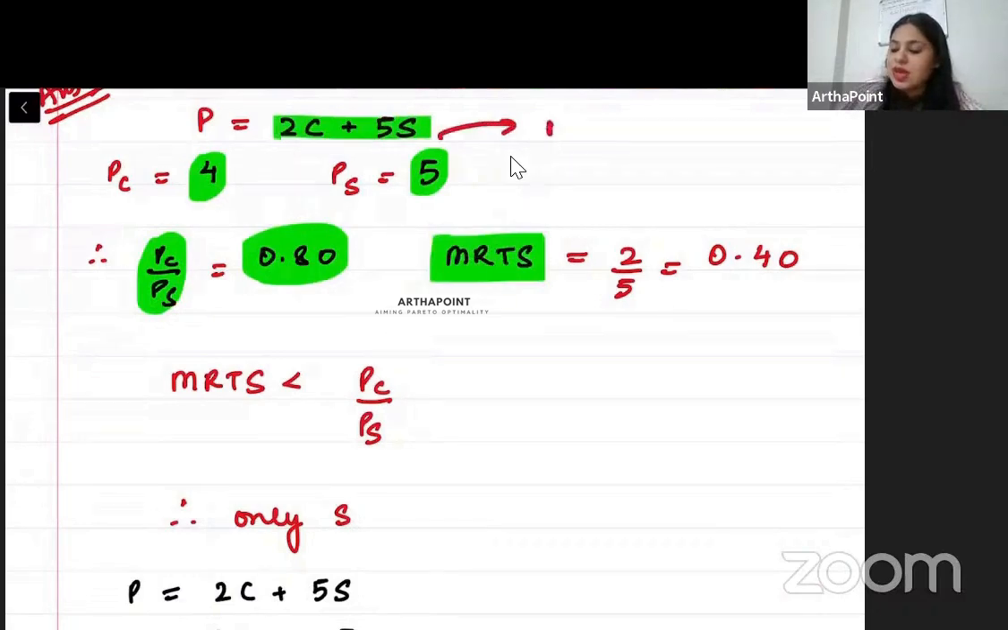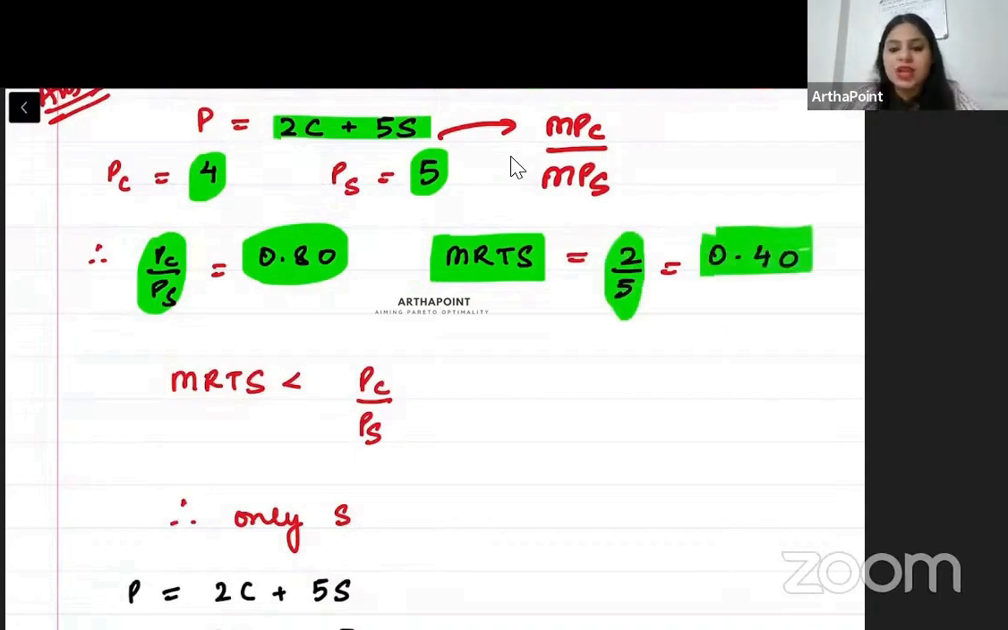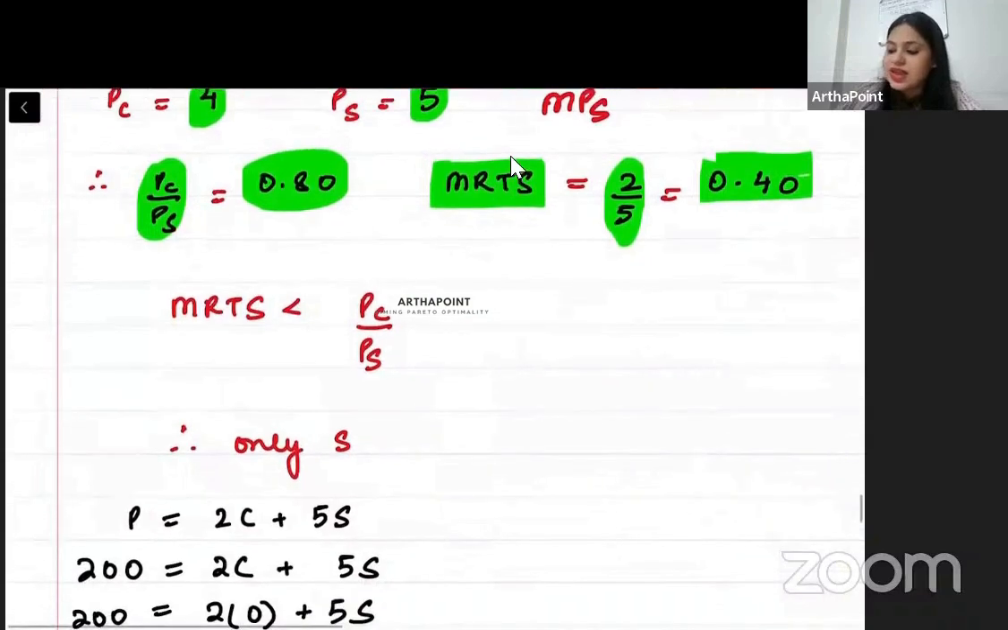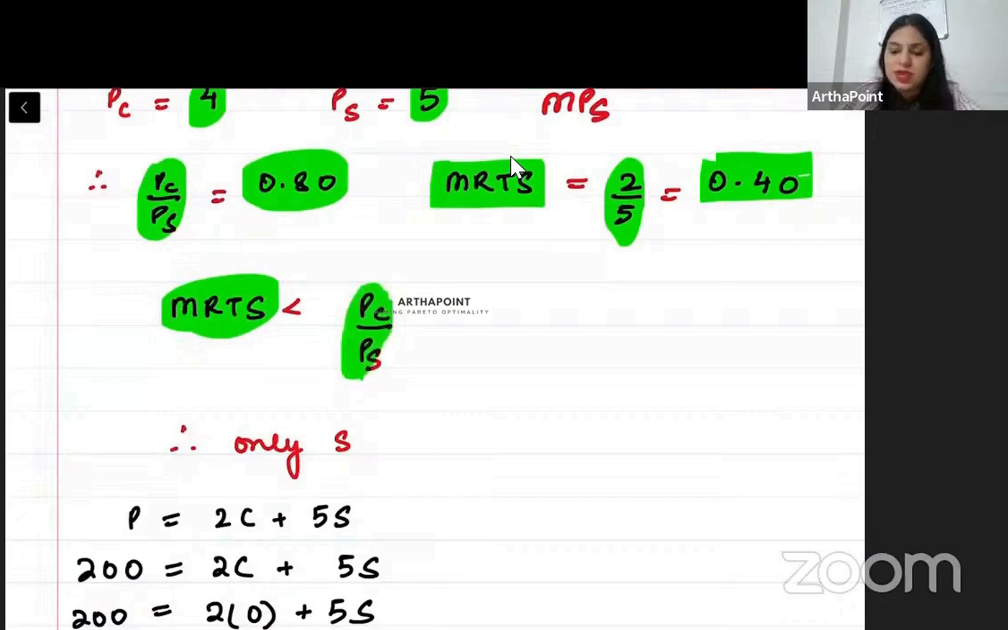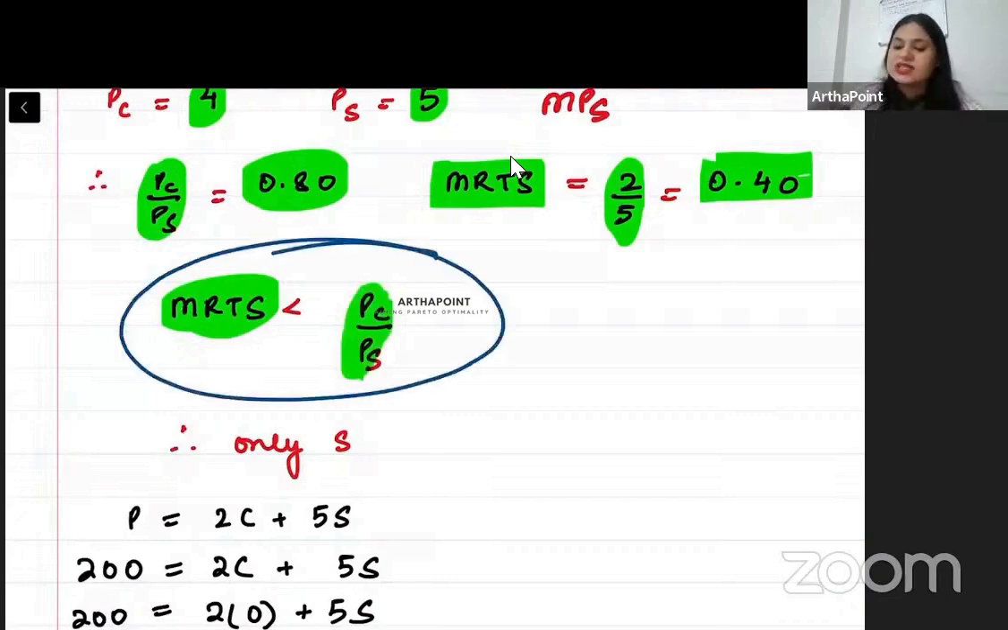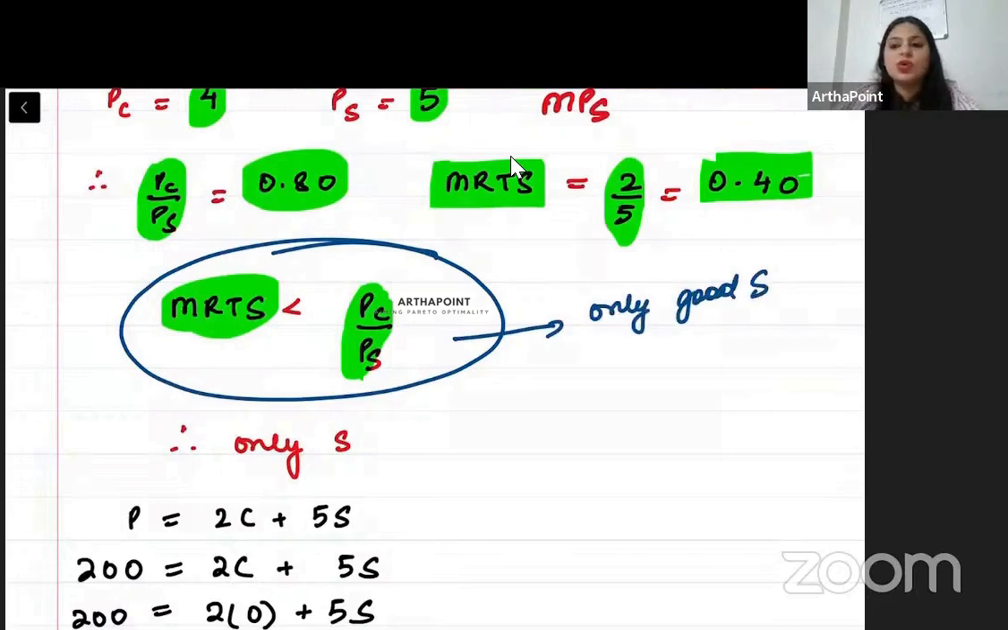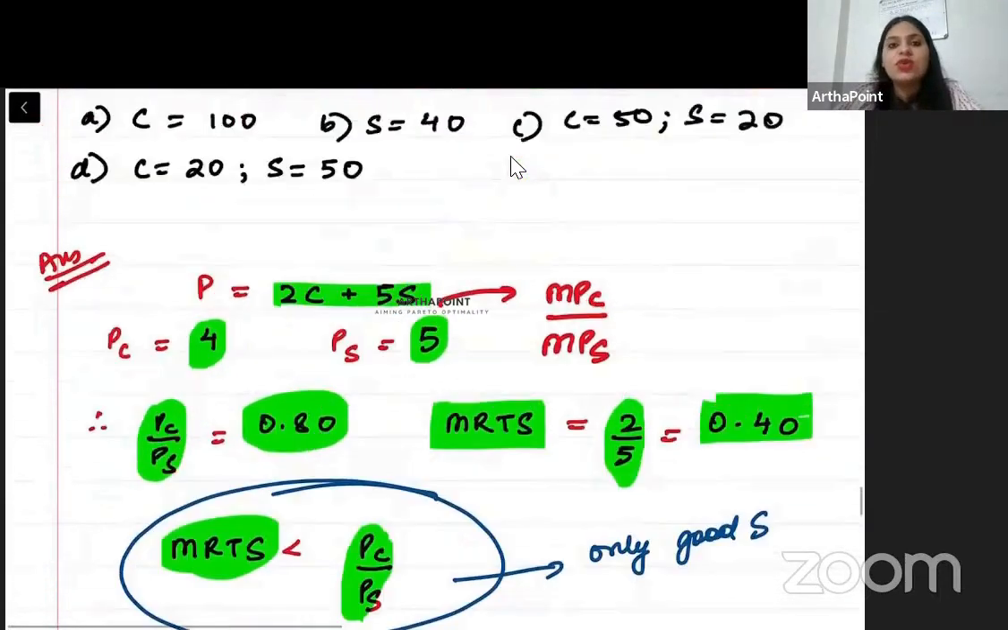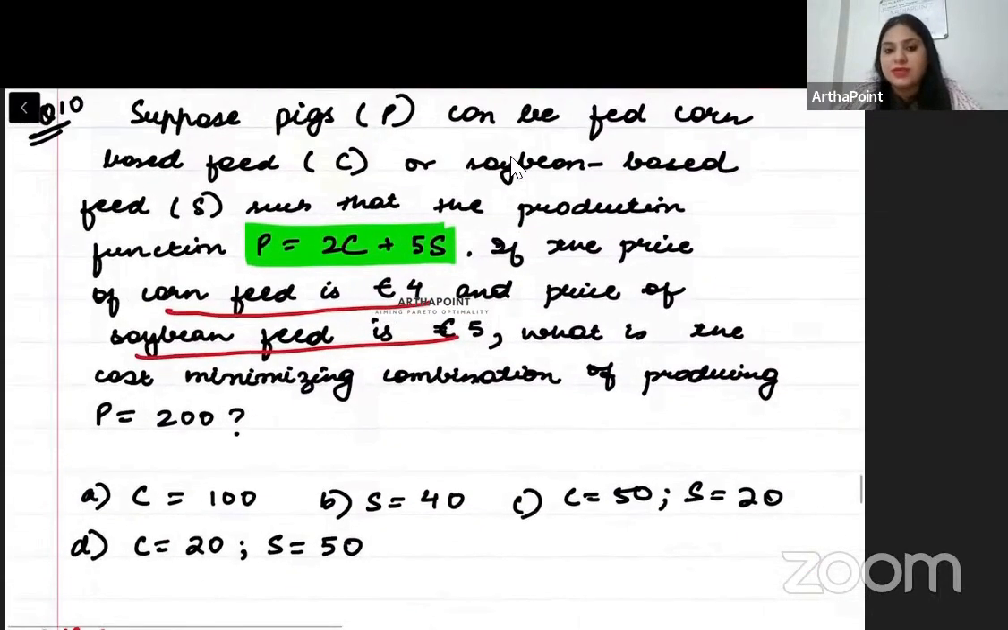So it can be MPC by MPS, which is going to be 2 by 5, which will be 0.40. Clearly, we can see that MRTS is less than PC by PS. And whenever this condition is satisfied, we know that you use only good S. You will use only input S. So I know that I only want to use the soybean feed.